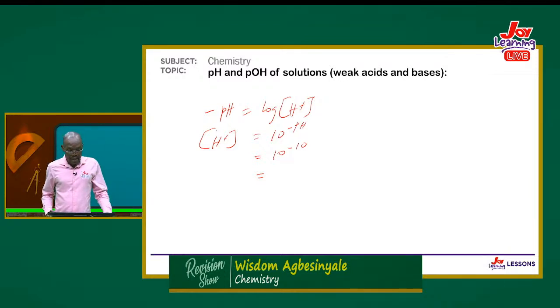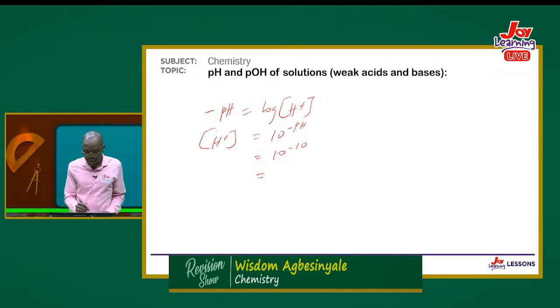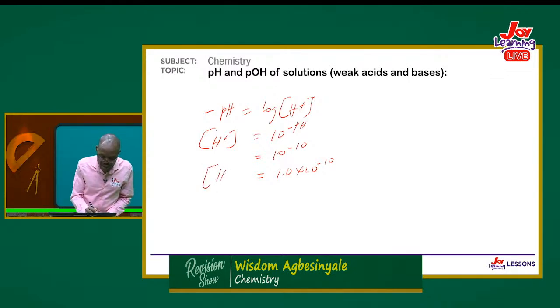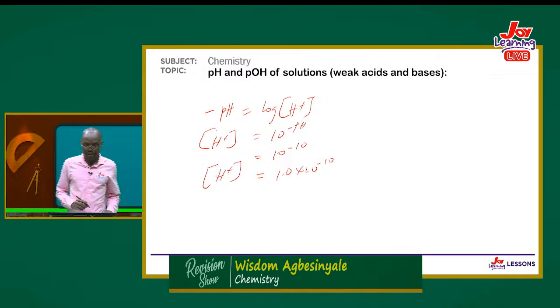You can enter that into your calculator: shift log, negative 10, and that will give you an answer of 1.0 times 10 power negative 10. So that is the hydrogen ion concentration.